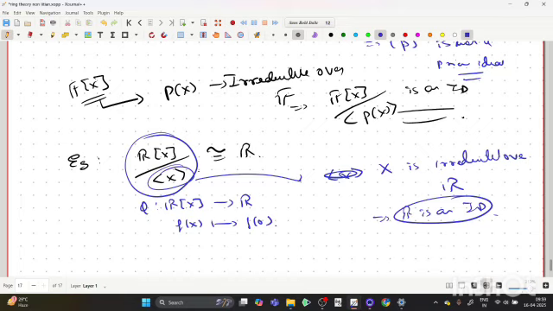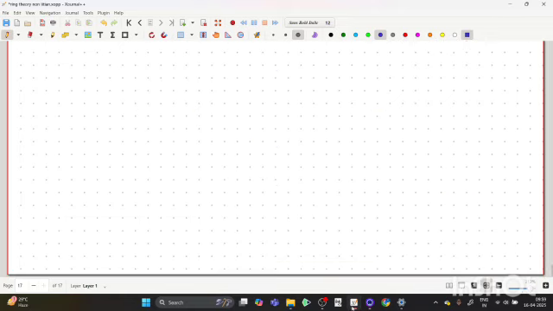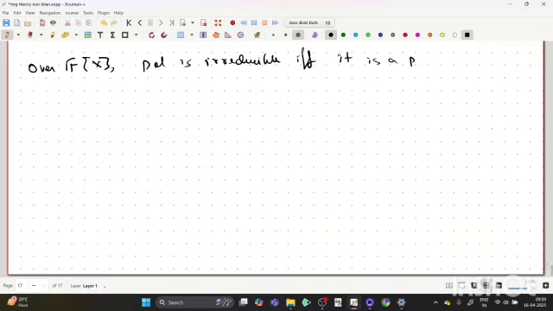Therefore, an element is irreducible if and only if it is prime. So what we conclude from here is that over polynomial rings over a field, a polynomial is irreducible if and only if it is a prime element. Clear?